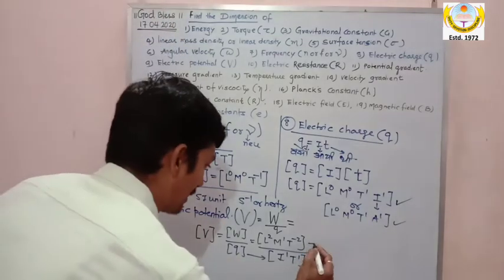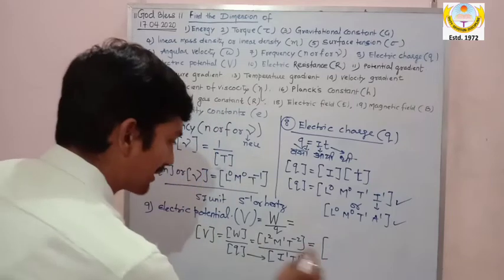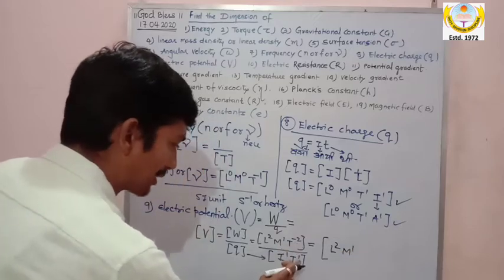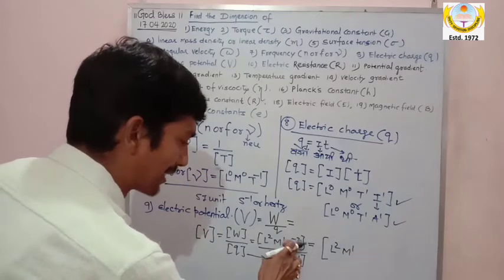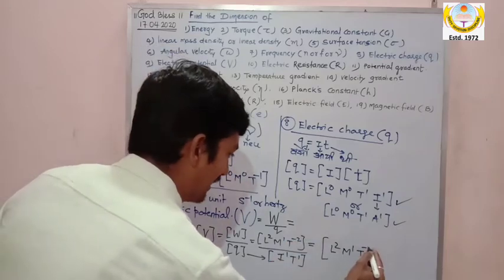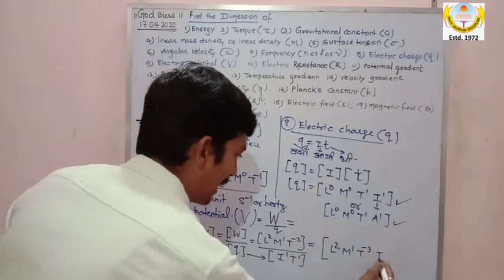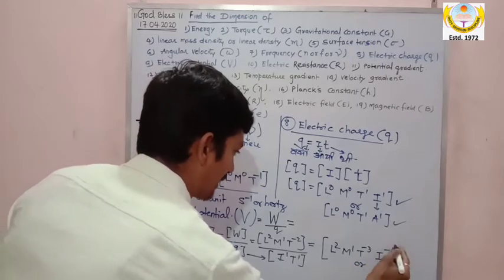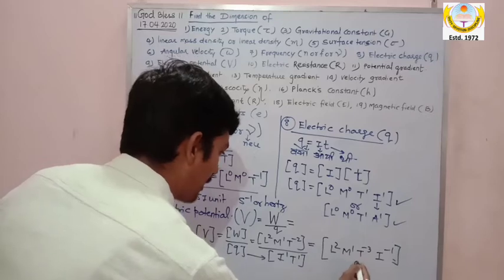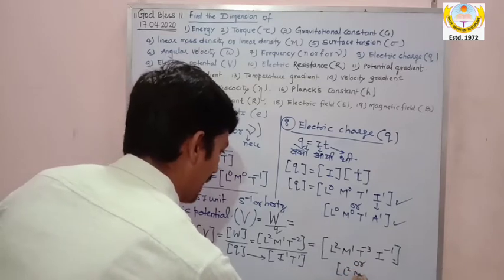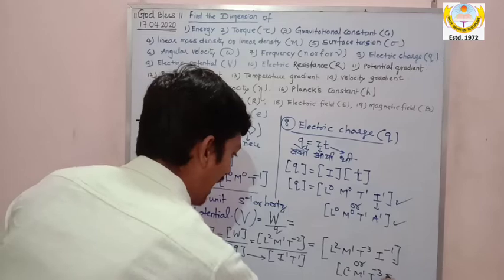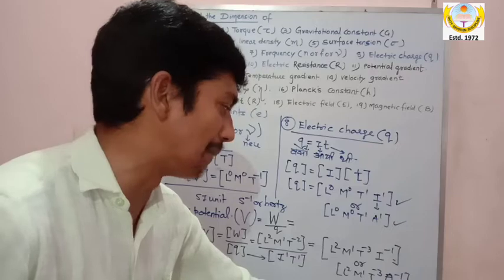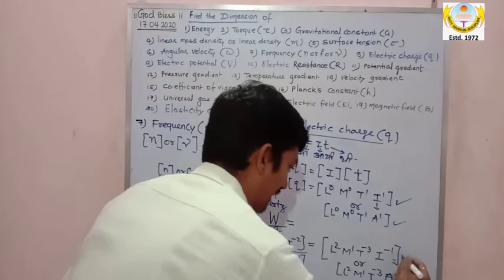So what is the total dimension, my dear? Here is the total dimension. This is L2. This is M1. This is T minus 2, and this T1 will go up and become minus 1, so minus 2 becomes minus 3, and this I will go up and become I minus 1. So nice. Or this dimension can be written as L2 M1 T minus 3 ampere minus 1, because I said I can be written as ampere. So this can also be the answer.